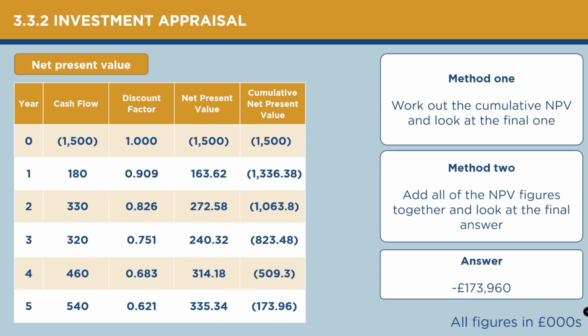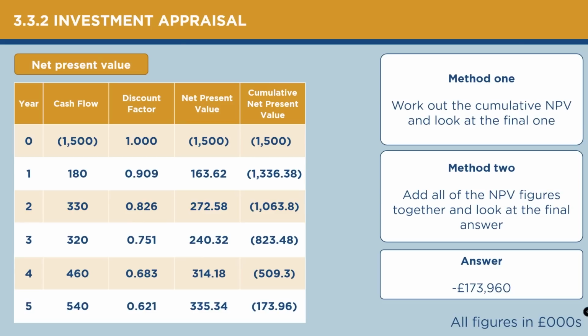That basically means that money in 5 years is actually worth 62.1% of what it would be worth if we had it now. So that £540,000, although when we receive it, it's going to be £540,000, if we were to receive that money now, it would be the equivalent of receiving £335,000 now, basically.